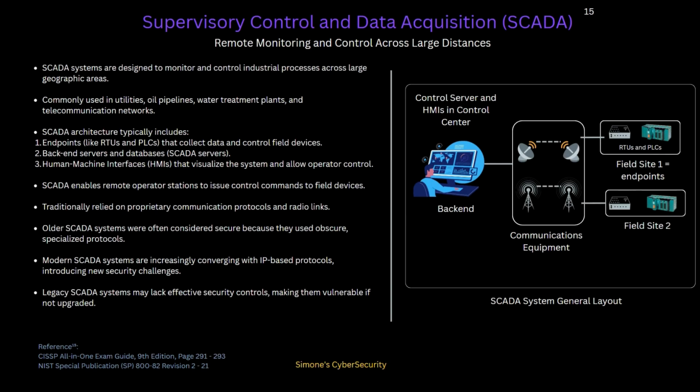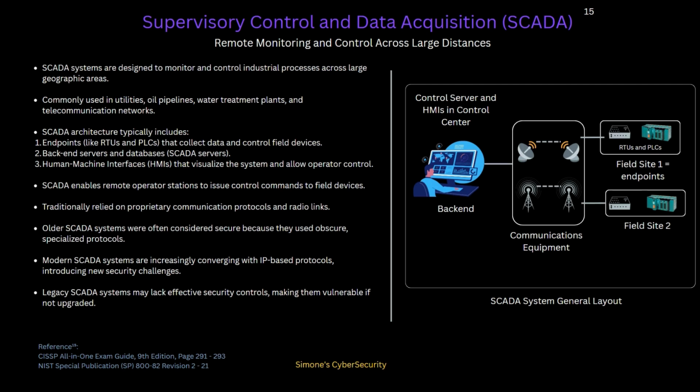Now, let's talk about supervisory control and data acquisition, or SCADA systems. While distributed control systems, or DCS, are best suited for local plant level processes, SCADA systems were designed to manage and control industrial operations that extend across large geographic areas. Think of power grids, oil pipelines, water treatment facilities, or telecommunication networks. These are the common use cases for SCADA.